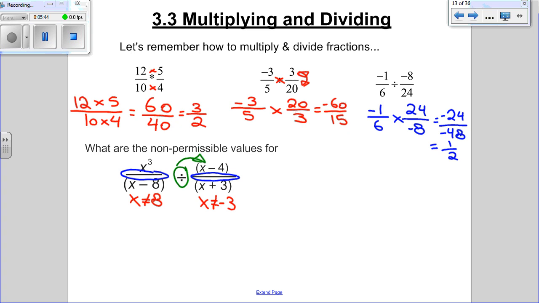If this thing up here, this numerator, was equal to 0, 0 divided by anything is 0. And then you would have a fraction divided by 0. So that's why you have to check that third spot. So my NPVs for this question would be x cannot equal 8, -3, the first we did, and then +4, because of our new area that we have to check. Every division symbol makes you check a new area for non-permissible values.